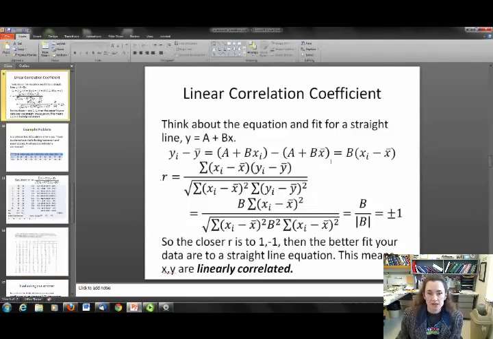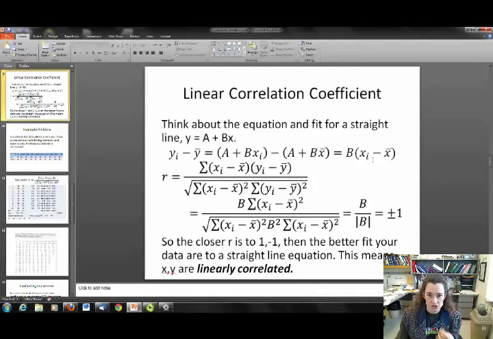Now, what does that mean? Let's think about the equation for a straight line. y is equal to a plus bx, which we talked about when we talked about linear least squares fitting. Now, here we have yi minus y bar, which is part of that definition for our variable r. If we plug that in, assuming a straight line, then yi minus y bar is going to be a plus b xi minus a plus b x bar. Your a's cancel out, and then you're left with b times xi minus x bar.